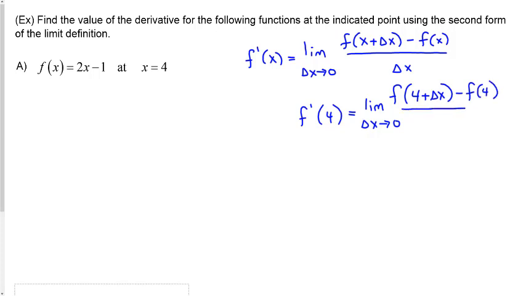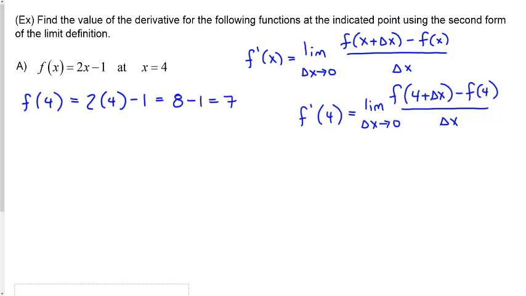The first thing I should come up with is, let's do an easy one. Let's figure out what f of 4 is. That shouldn't be too bad. It would be 2 times 4 minus 1, which is 8 minus 1, or 7. So that's not so bad. The other one's a little bit trickier, but still isn't too bad.